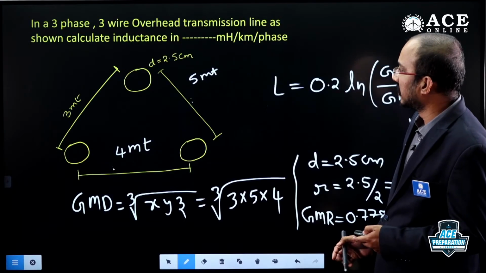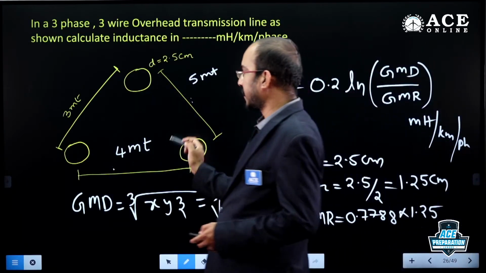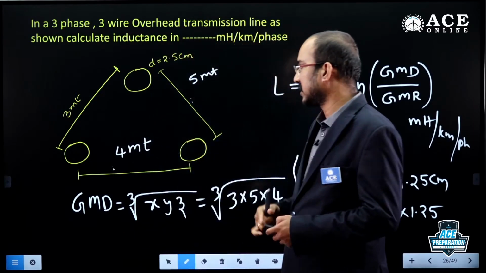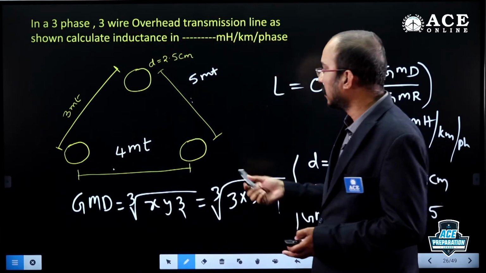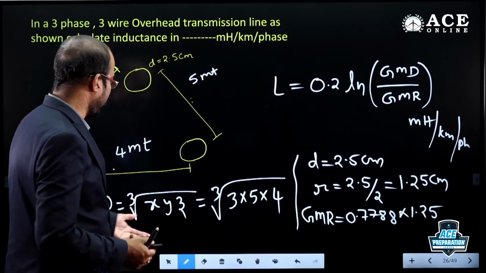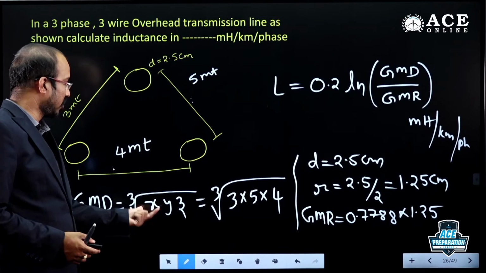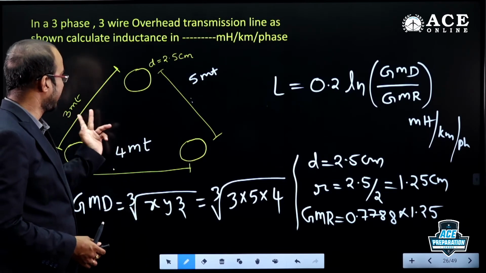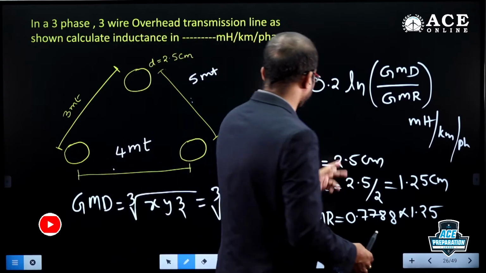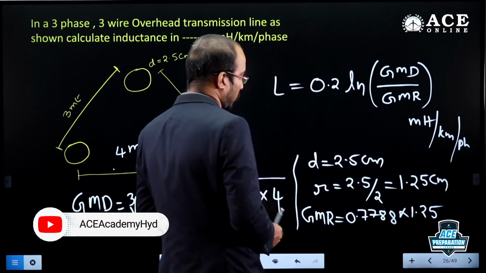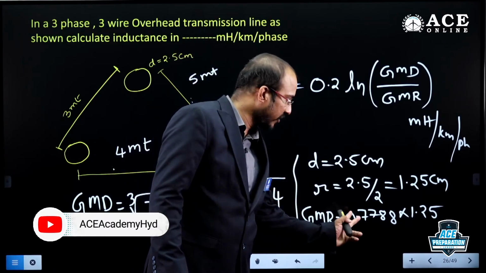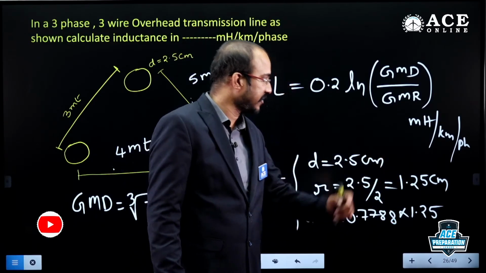So here the conductors are not spaced at equilateral spacing, 3 meters, 5 meters and 4 meters in triangular fashion. So then you need to calculate the GMD, that is the cube root of XYZ, that is 3, 5 and 4, and diameter given as 2.5 centimeters, 2.5 by 2, 1.25 centimeters is the radius. GMR we need to calculate, that is 0.7788 times the radius.